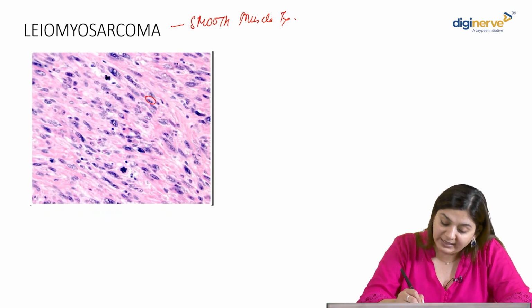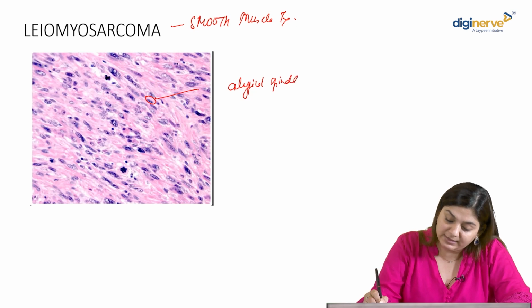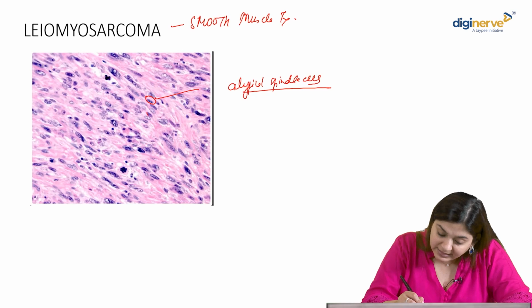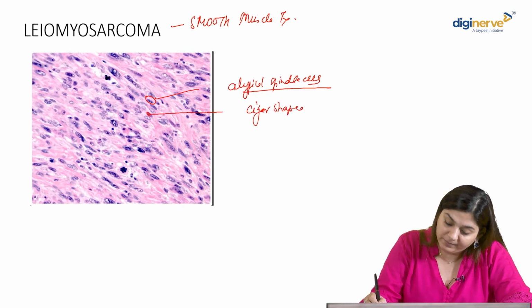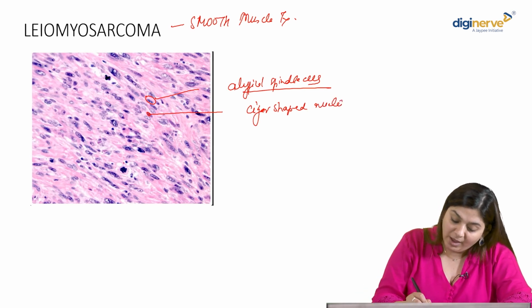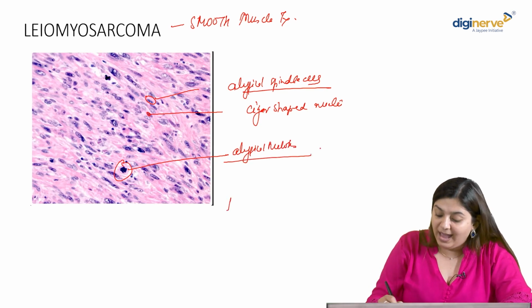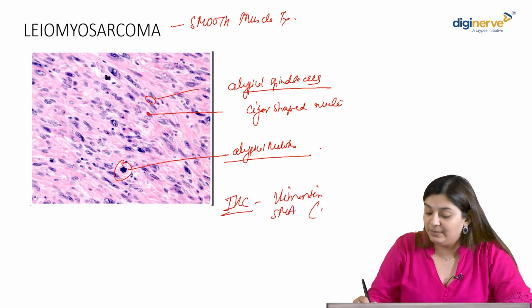So, you'll find these atypical spindle cells with cigar-shaped nuclei with atypical mitosis, and the IHC for it will be vimentin and SMA. SMA is smooth muscle actin.